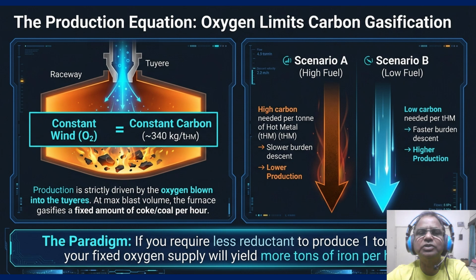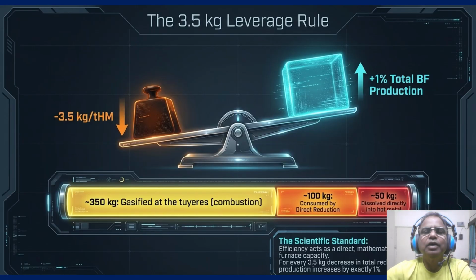This is not just theoretical, there is a specific mathematical multiplier we use to calculate this production surge. The 3.5 kg leverage rule. This slide illustrates the scientific standard of the furnace capacity. On the scale you see a 3.5 kilogram weight on the left balancing a 1% production gain on the right. This is the leverage rule. For every 3.5 kilogram decrease in your total reductant rate, your production increases by exactly 1%.